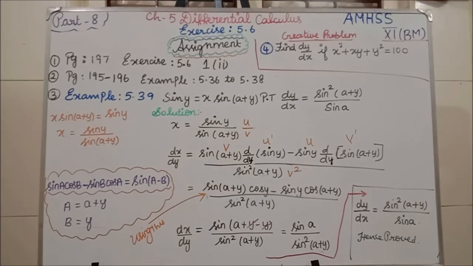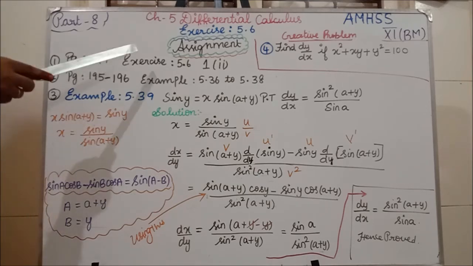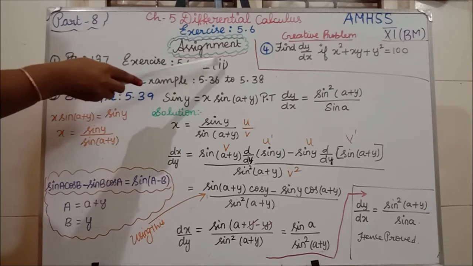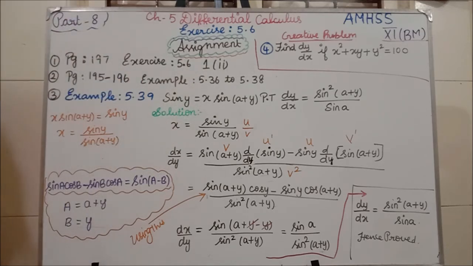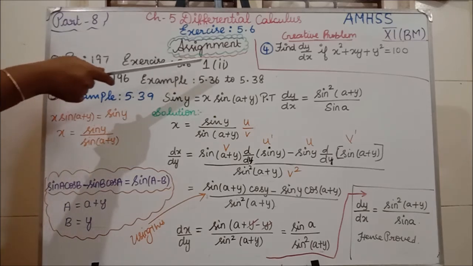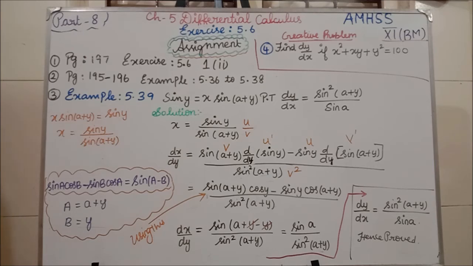Students, this is your part 8 assignment. You are going to do 6 problems, totally 6 problems in this assignment. Now if you see the page, first question, page number 197, exercise 5.6, first question, second subdivision. Business Maths volume 1, 5th chapter, page number 197, exercise 5.6, first question, second subdivision.